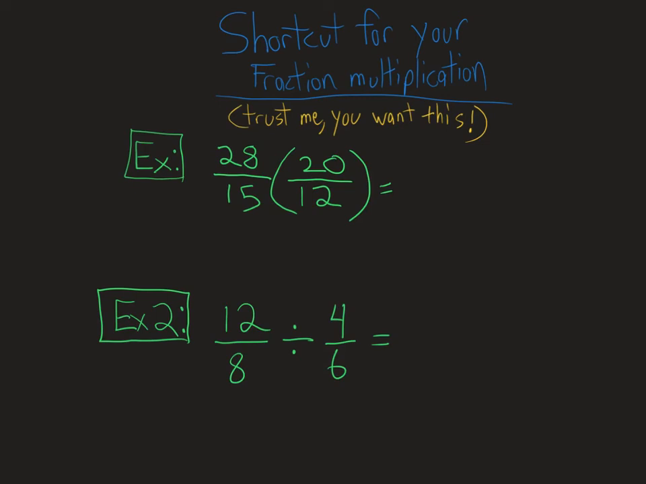Okay, last thing, a shortcut for your fractions, and yes, trust me, you want to do this. If I got this ugly thing to multiply, oh geez, 28 times 20, I think that's 560. And 15 times 12, I think that's 180. Oh my gosh, those are huge numbers. I really don't want to have to reduce that. This seems like a terrible, terrible thing. If we can find an easier way to do this, let's do that.